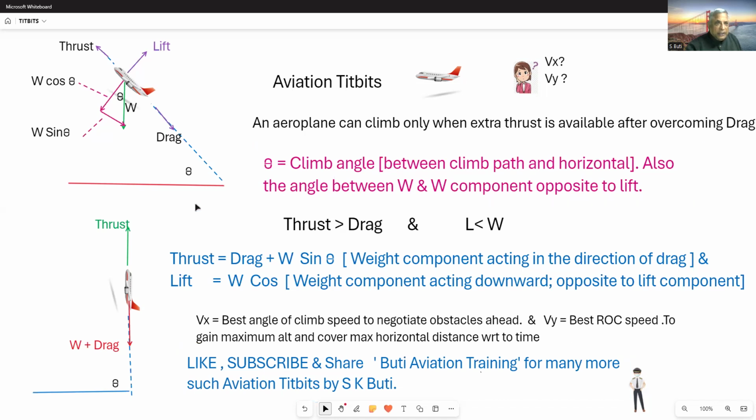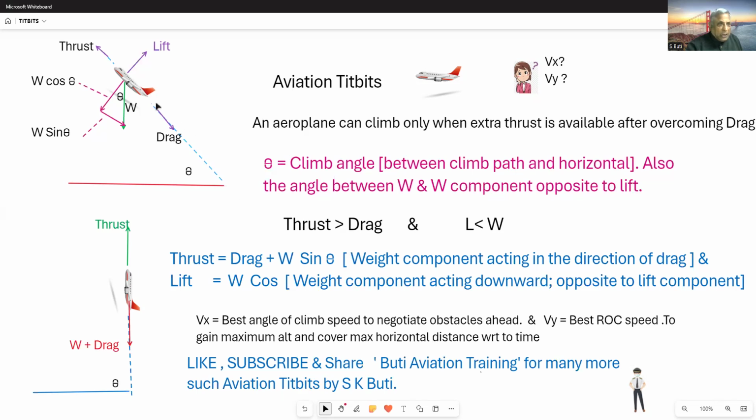Today's lesson is regarding climb. What are all the forces acting during a climb? Now, this is the climb path. And with the horizontal, this angle theta is the angle of climb, or the climb angle.